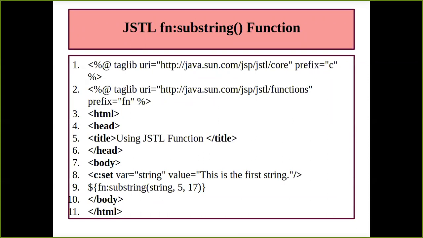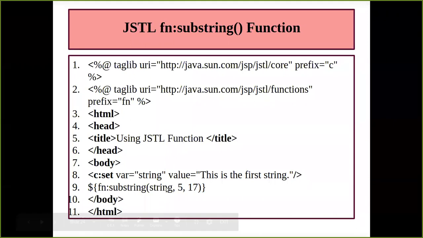Now for the next one, again in the function tag we have substring. So how does it come? fn colon substring. What we want to find out is, basically, we have a string value, a whole sentence, and out of that sentence we want to find a part of that string value. Let me tell you again what type of directive we are using, that is the taglib directive. We have a URI as an attribute where we need to pass the URL of the specific tag we are going to use.